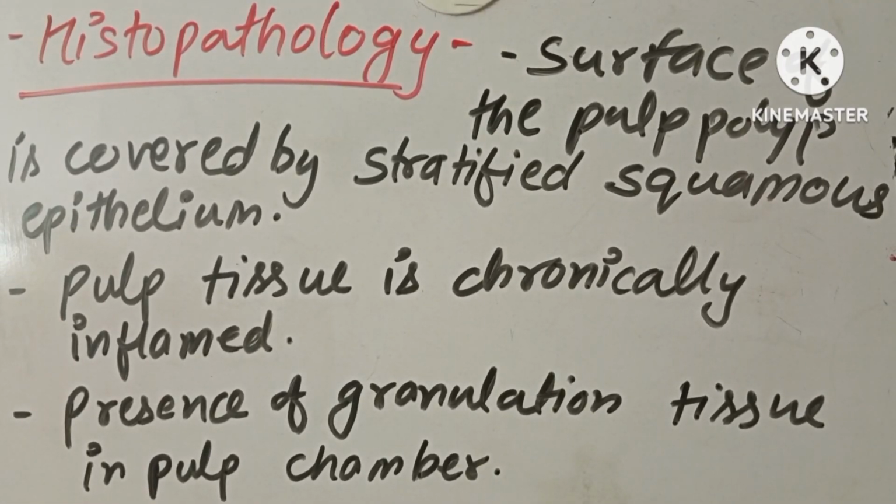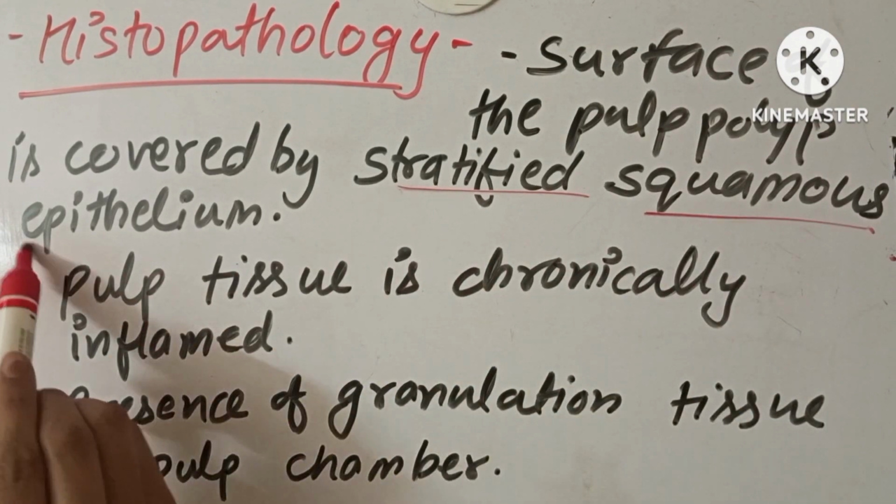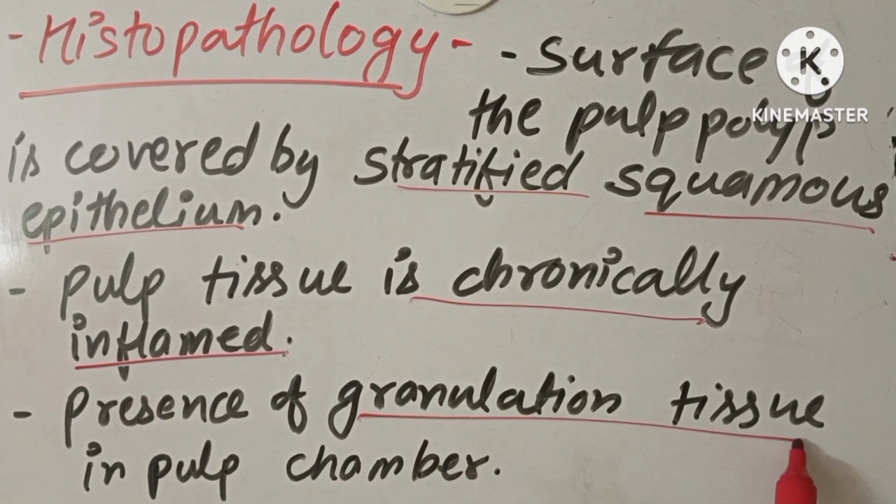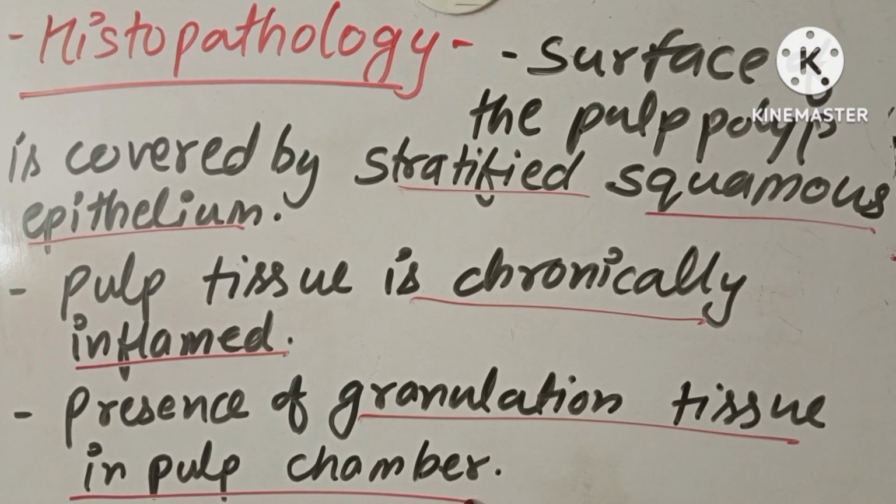The histopathology of chronic hyperplastic pulpitis: the surface of the pulp polyp is covered by stratified squamous epithelium. The pulp tissue is chronically inflamed, and granulation tissue is present in the pulp chamber, because polymorphonuclear cells, lymphocytes and plasma cells are also present. So granulation tissue formation happens.